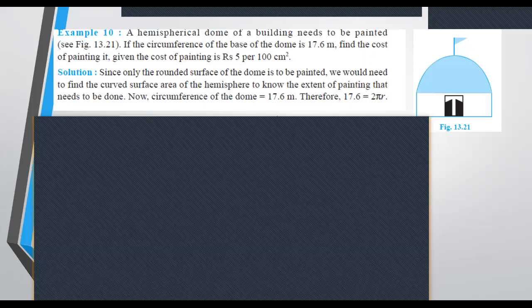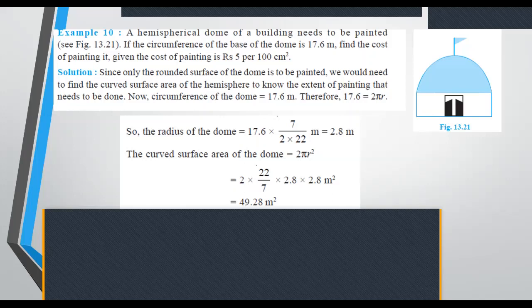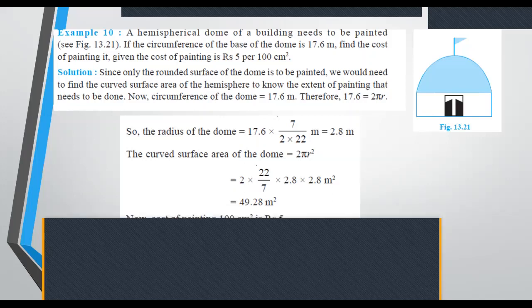So now what is the curved surface area of a dome? 49.28 meters square. Nanak, what is the formula you have used? 2 pi r square. Go ahead, 2 pi r square. Perfect, go ahead. So somebody give me the answer. 49.28. Perfect, perfect. Now give me the cost.